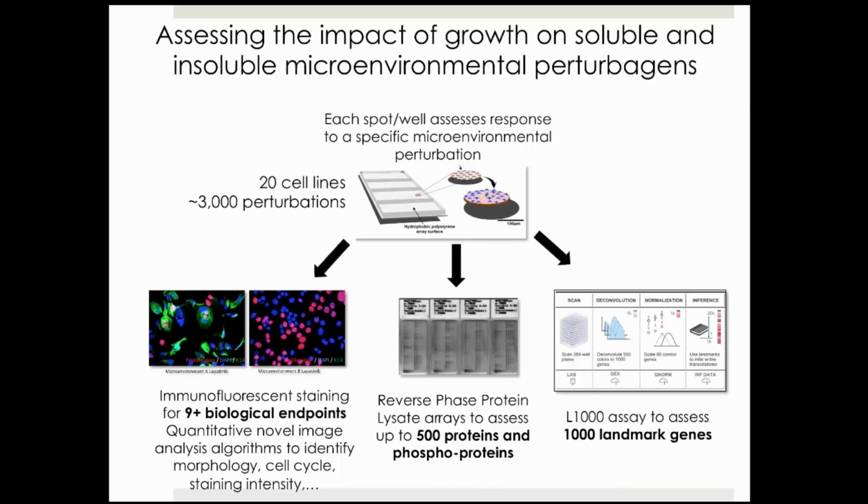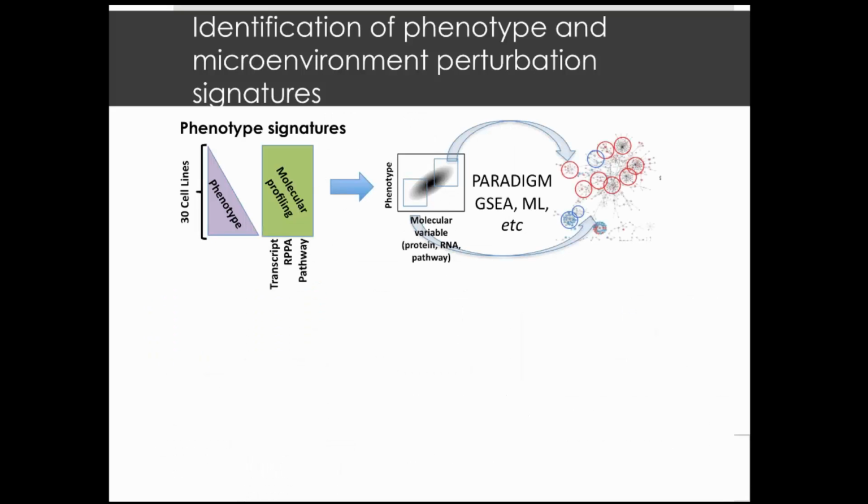So once we have these data in hand, we will be well positioned to try to identify phenotypic signatures of microenvironment perturbation, using some of the analysis approaches I described in the earlier parts of the talk, to look for associations between the phenotypic imaging-based endpoints and the transcriptional and proteomic readouts. And we imagine with these data sets we'll be able to run analyses in several different ways, looking for associations between the molecular profiles and the phenotypes.